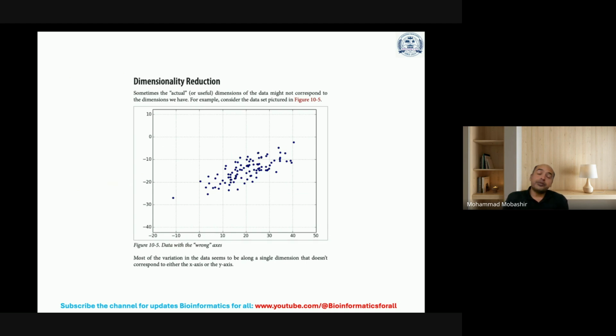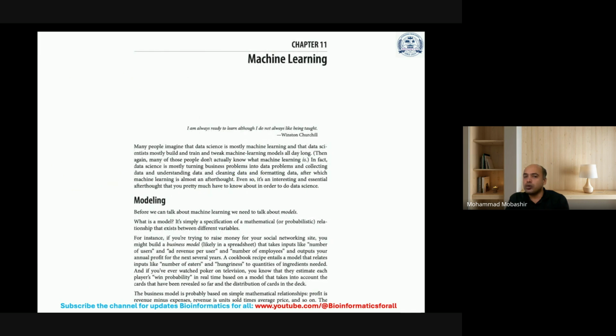Then it comes to when you have higher dimensions, more than two dimensions. Then you need to reduce the dimension in order to make it functional or use it for some kind of optimization or in different steps of your calculation.